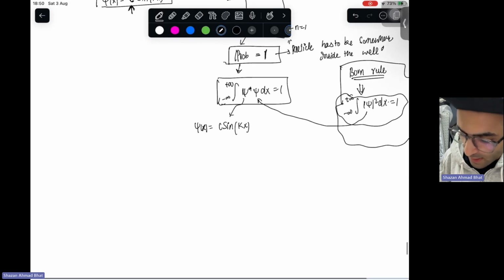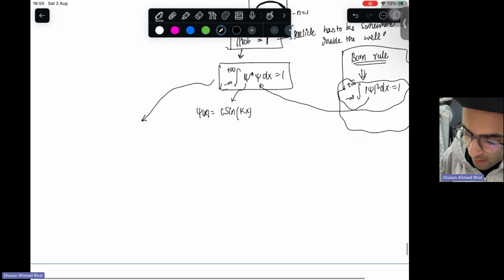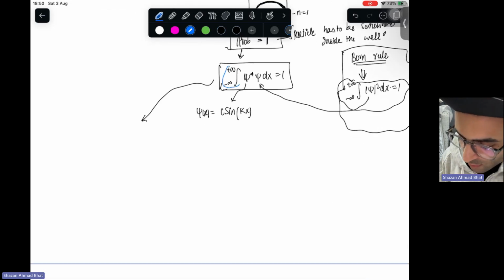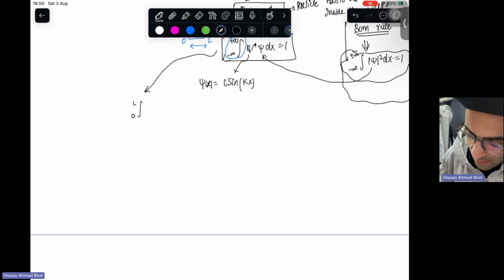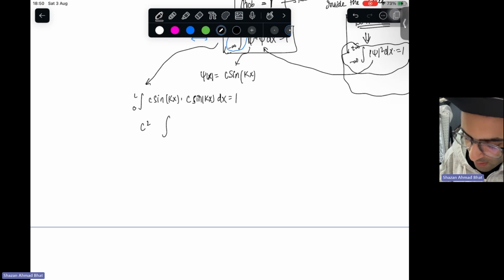So now you solve this, and you have to change the limits because you are confined to a well which has limits of 0 to L. Using that, you can write the integral from 0 to L of c sine kx into c sine kx dx equal to 1. It's not a complex quantity, so psi star and psi will be the same. You can write it as c square sine square kx dx equal to 1, from 0 to L.